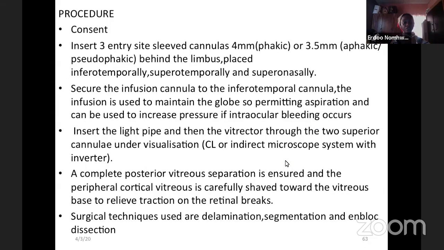So you also take a consent from the patient, then insert your 3 entry site sleeve cannulas. Like I said, 4 millimeters for the patient who is phakic, avoiding the lens, and then 3.5 millimeters for an aphakic or a pseudophakic patient.